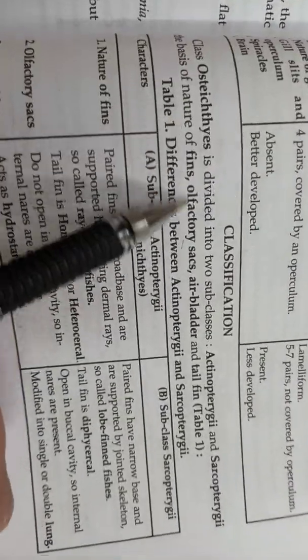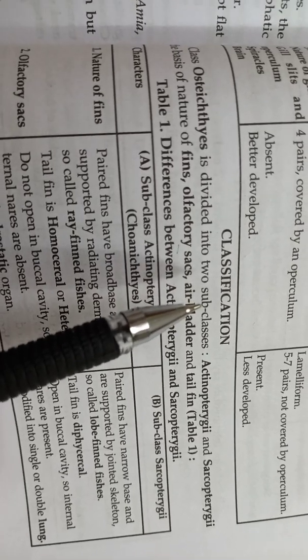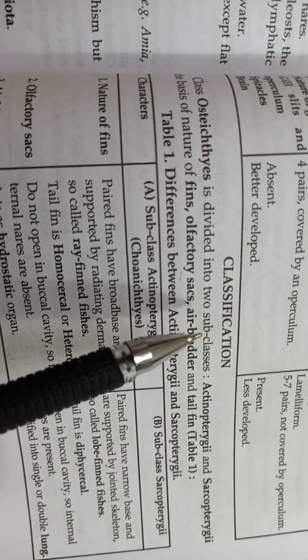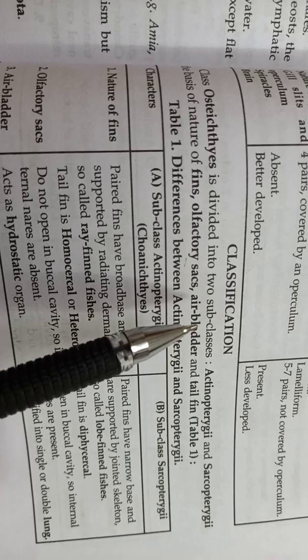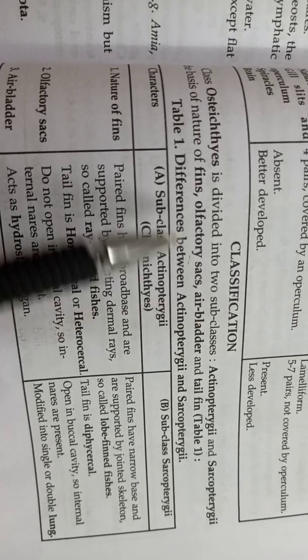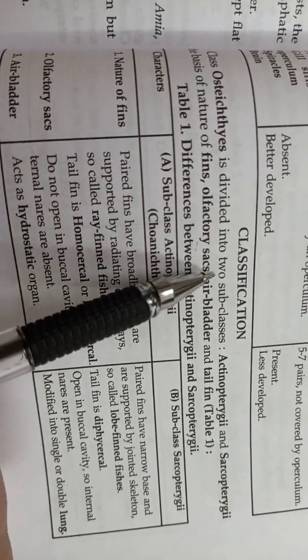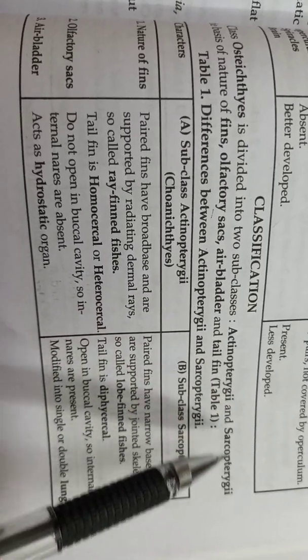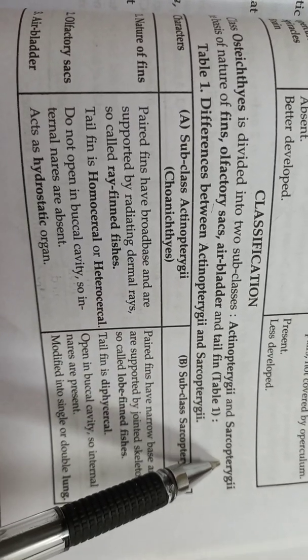Now let's move on to the classification. The classification of the bony fishes is a little vast, but it doesn't matter. You can do it in a tabulated manner also. The class Osteichthyes is divided into two subclasses. We have Actinopterygii and we have the Sarcopterygii.